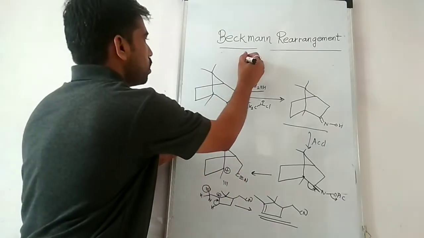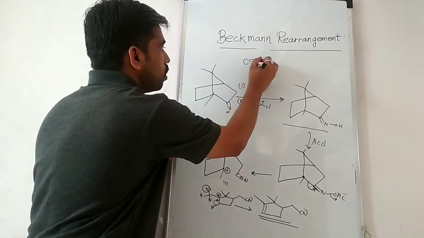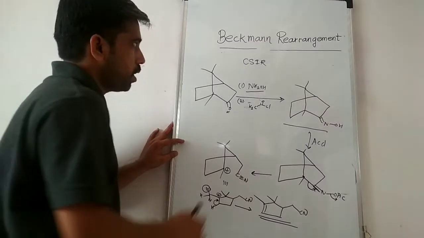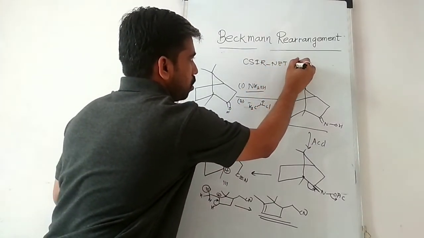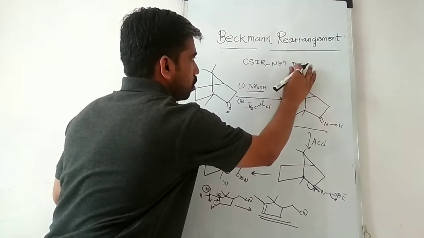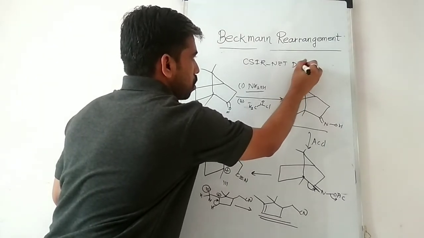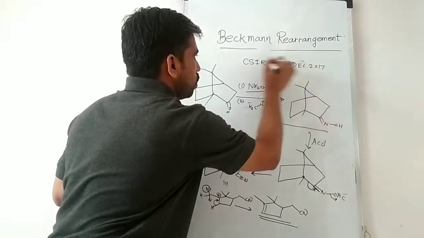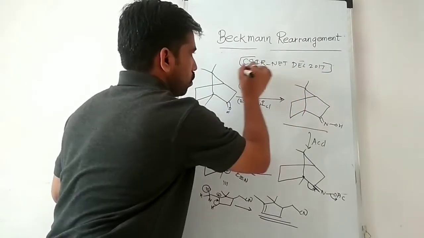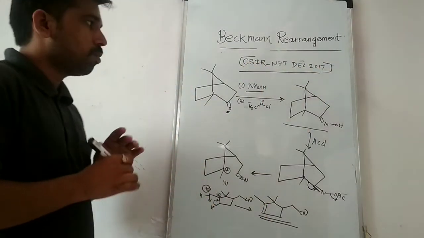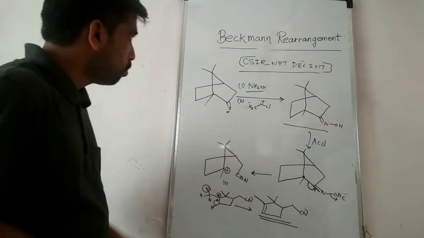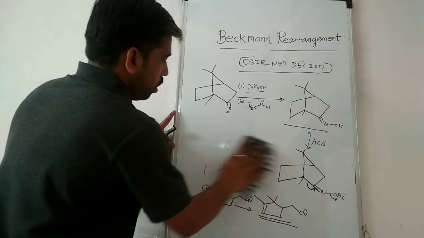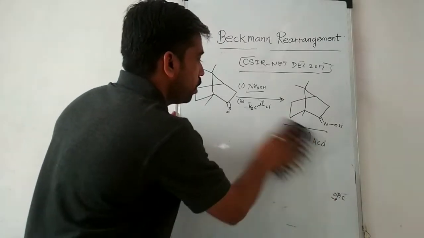This example was asked in the previous year NET exam, that is the CSIR NET, December 2017, for 4 marks. Now let's see another example asked in the previous year IIT JAM exams, again in the same year, that is 2017.